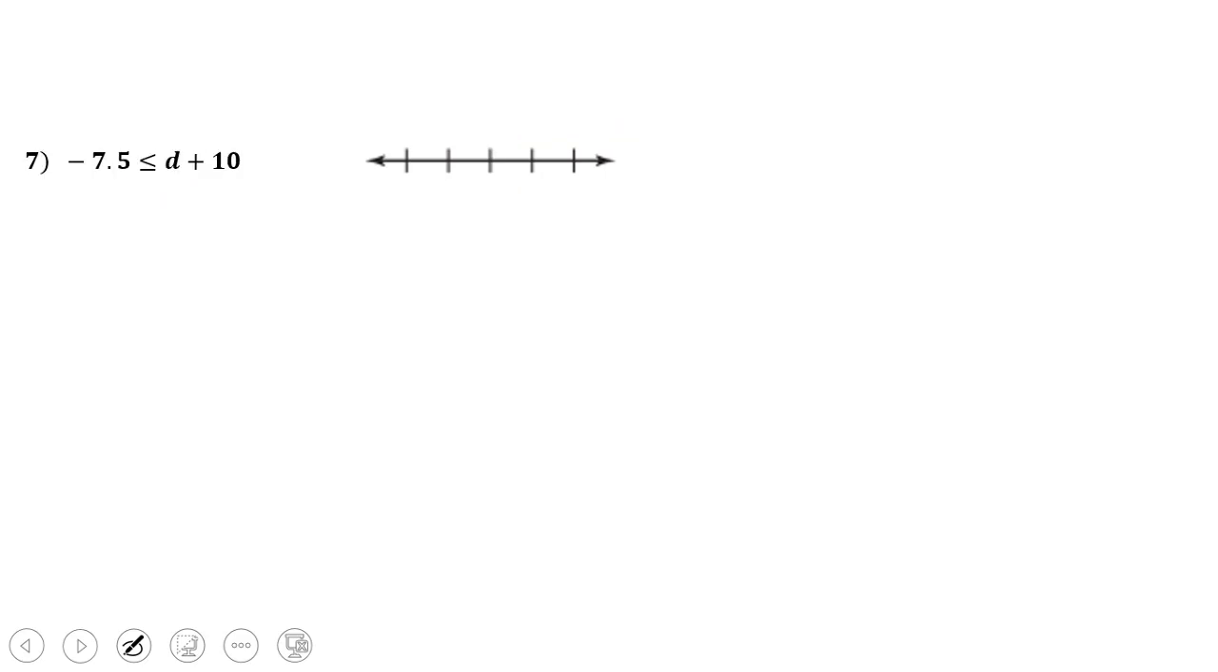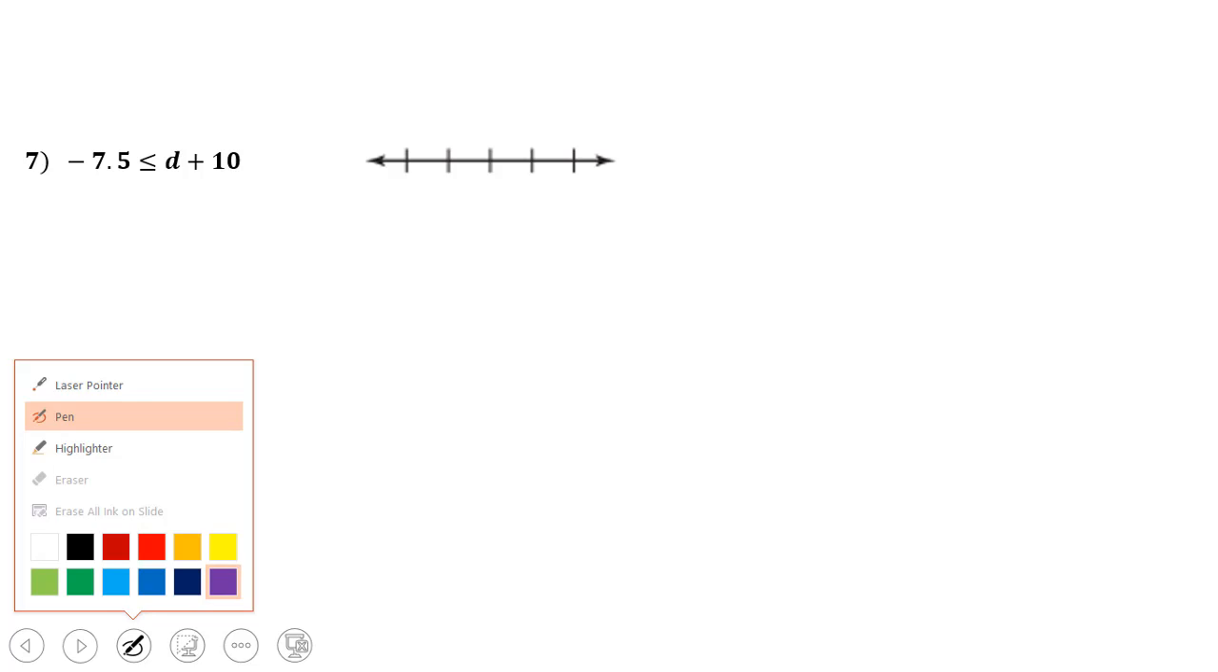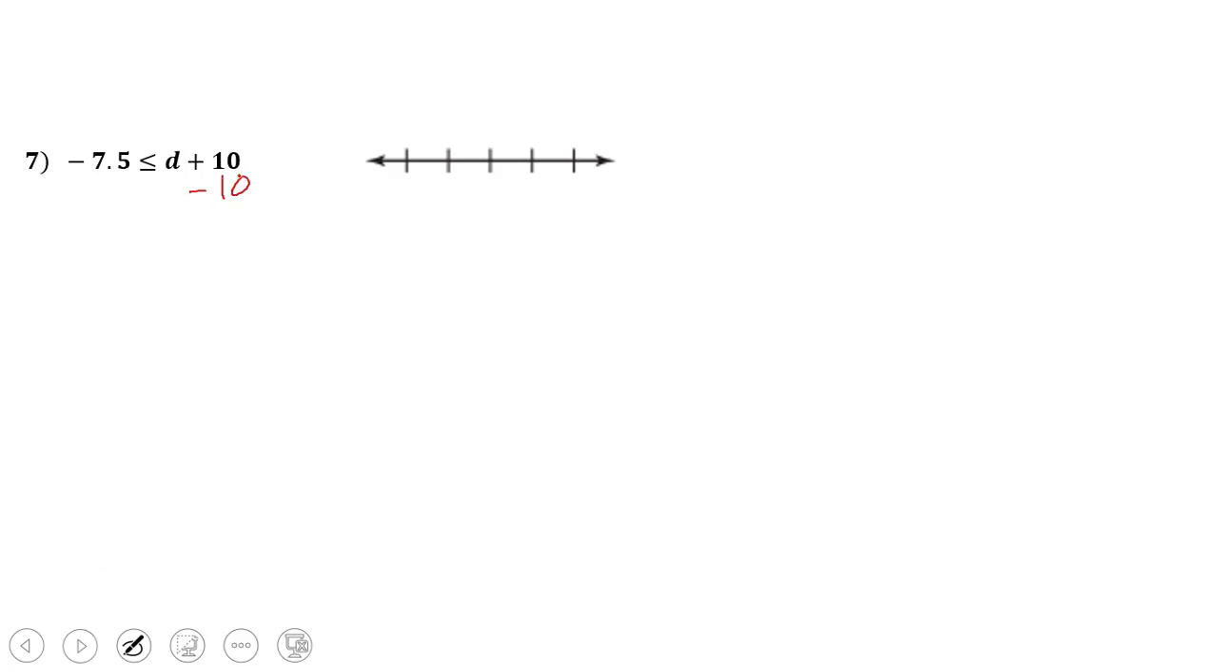Our next example, number 7, -7.5 is less than or equal to d plus 10. Of course, we are adding 10, so our inverse operation is to subtract 10. And to use properties of inequality and keep that inequality true, I'm going to subtract 10 from both sides. That leaves -17.5 is less than or equal to d. Well, I don't like that. I don't like that one bit. So I'm going to take my d and put it on the left. And I'm going to reverse the inequality and make it greater than or equal to, and I'm going to put the -17.5 on the other side.